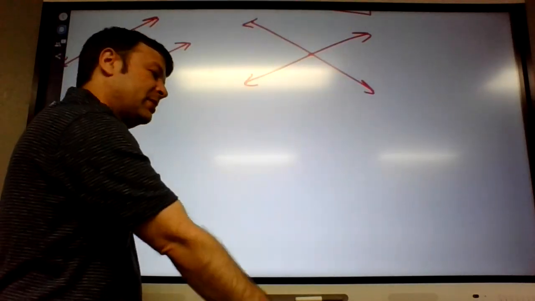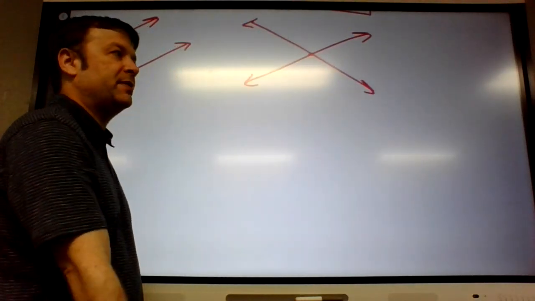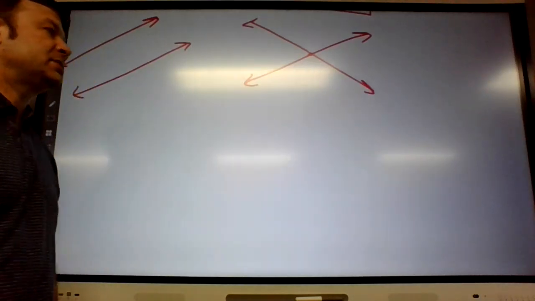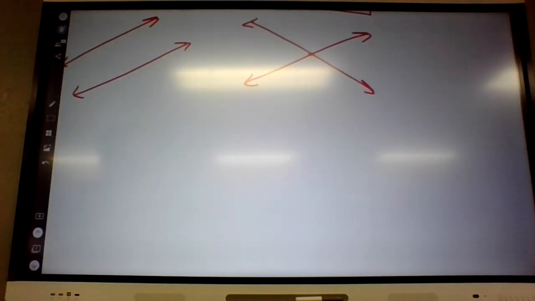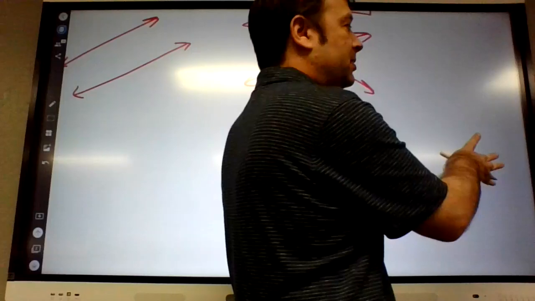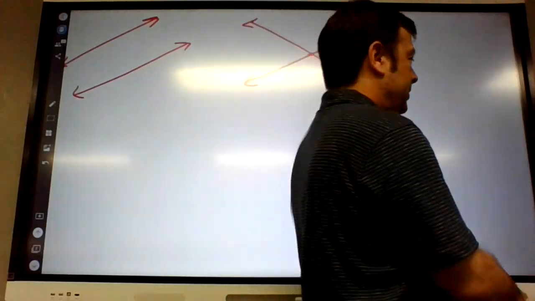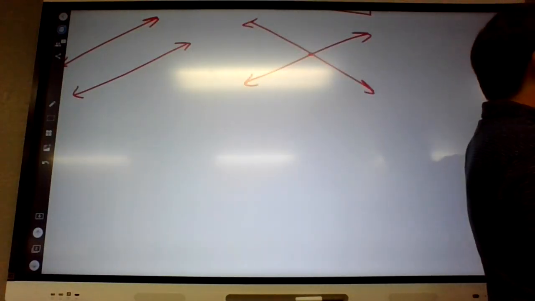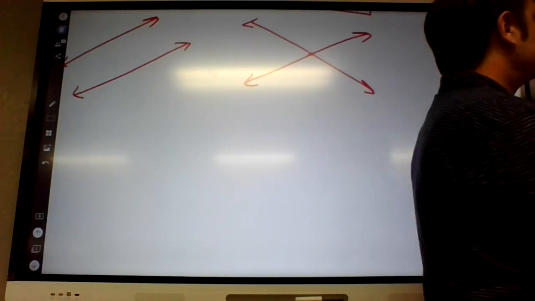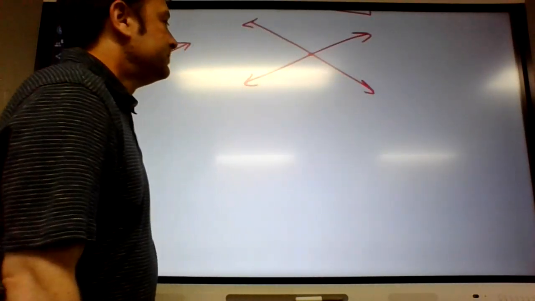The ceiling is parallel to the floor. Those two planes would never touch. This wall is parallel to the back wall. Those planes would never touch. And it's possible for a plane and a line to be parallel. Like if there is a line on this plane, it would be parallel to the back wall. They would never touch. Okay.